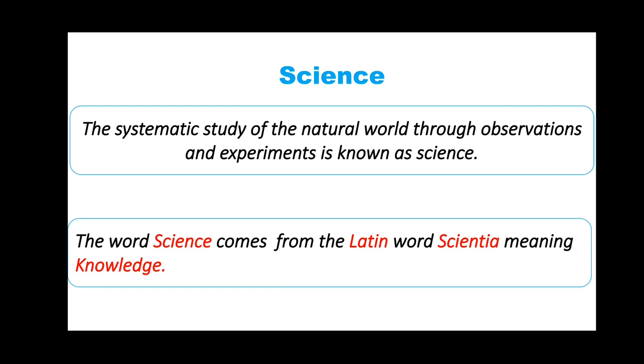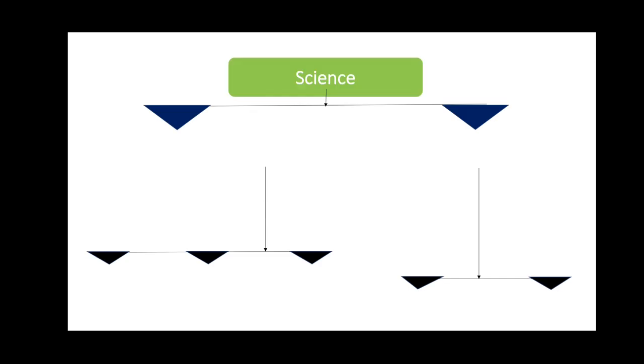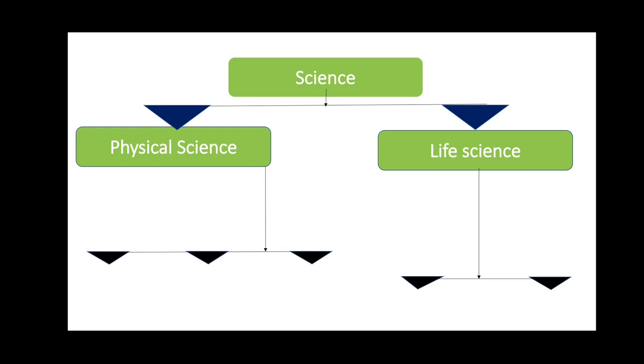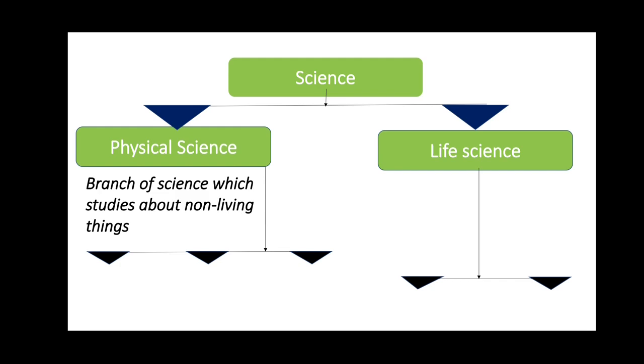Science is broadly divided into two main groups. They are physical science and life science. Physical science is the branch of science which studies non-living things. So what is known as physical science? It is the branch of science which studies non-living things.